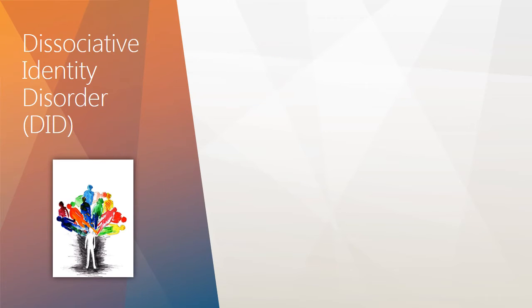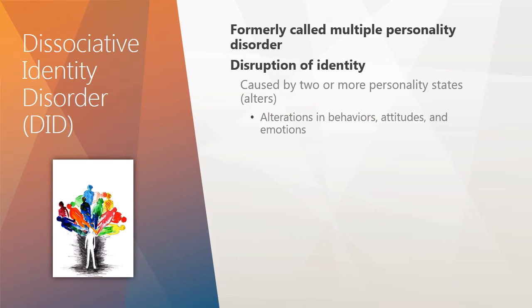The final dissociative disorder we'll take a look at is DID, which is bizarre and dramatic. It was formerly called multiple personality disorder, and it involves a disruption of identity caused by two or more personality states. There are alterations in behaviors, attitudes, and emotions. The cardinal symptom is the apparent presence of multiple personalities, which are called alters. The personalities take turns being in control.